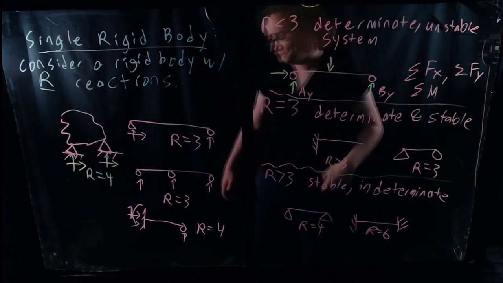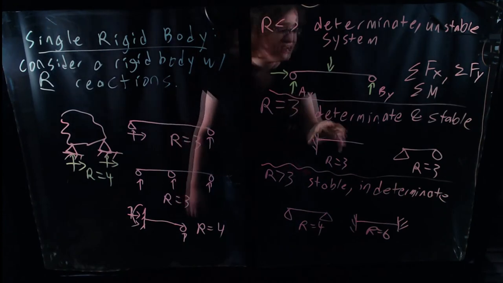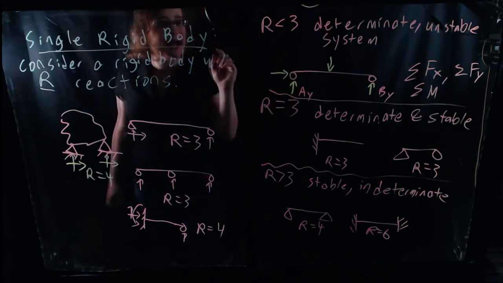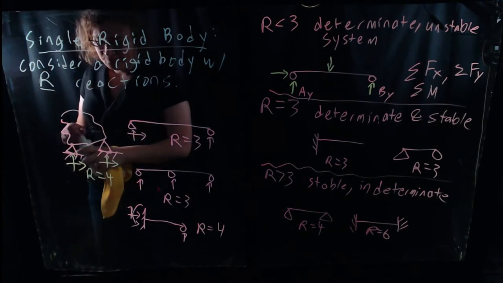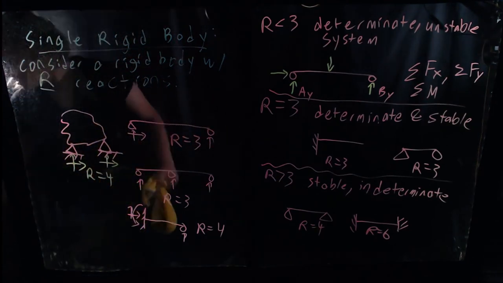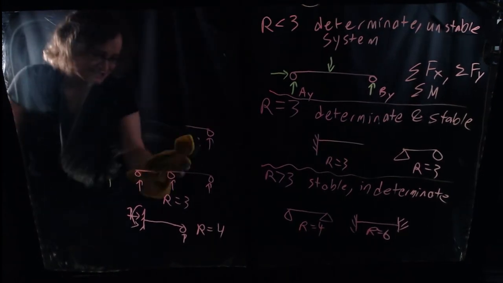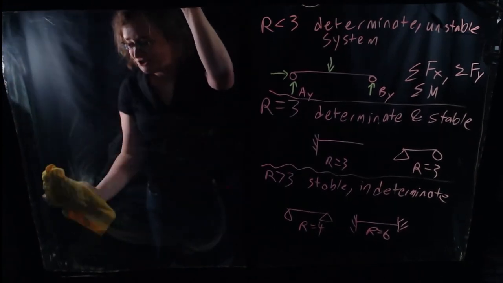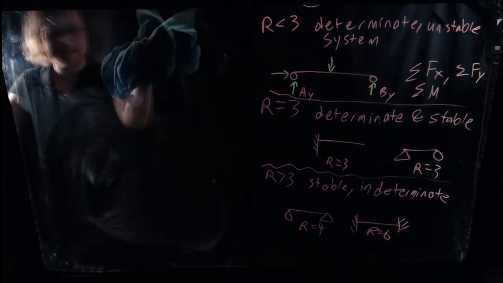this is unstable. So we'll say generally for single rigid bodies that if R equals 3, we have a stable and determinate system. But there is one exception to that, and that's looking at geometric instability. So we need to consider geometric instability. What this means is, with geometric instability, you have enough reactions. It's sort of the case of you have enough reactions, you're just doing it wrong. Or you have enough reactions, you're just not using them in such a way as to ensure stability. And this occurs in two ways, so we'll see.